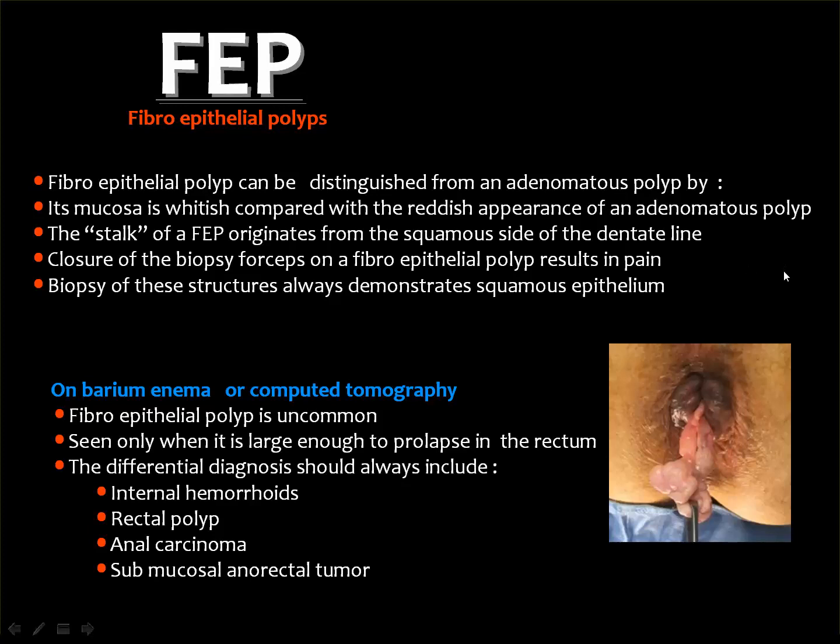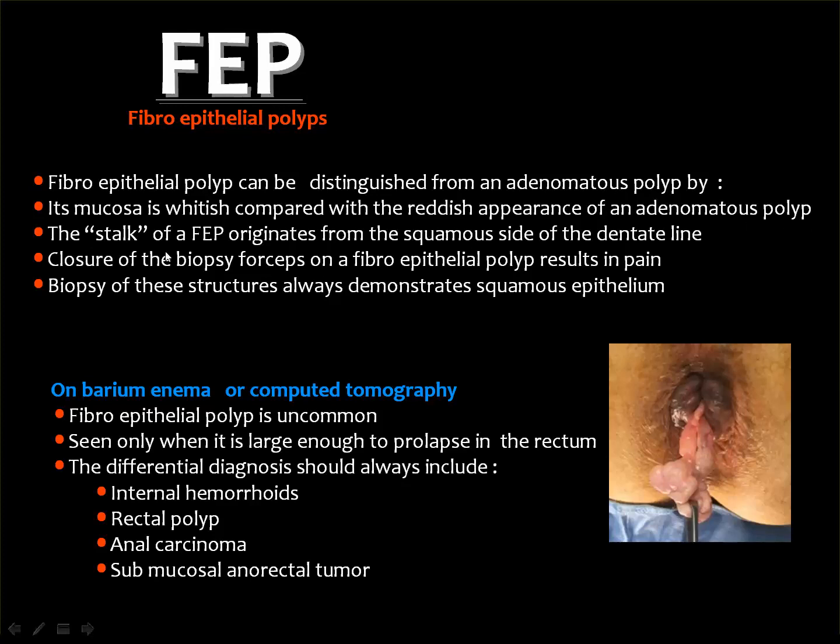The fibroepithelial polyp is distinguished from the adenomatous polyps that may occur in the colon or even in the anal canal. The mucosa is white, and this is one of the differentiating points that the radiologist cannot see by himself. In most instances, the surface of the polyp is white, compared to the reddish appearance of the adenomatous polyp.